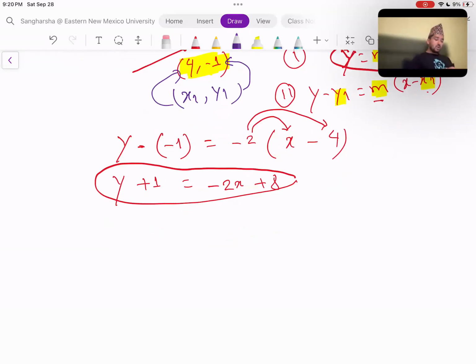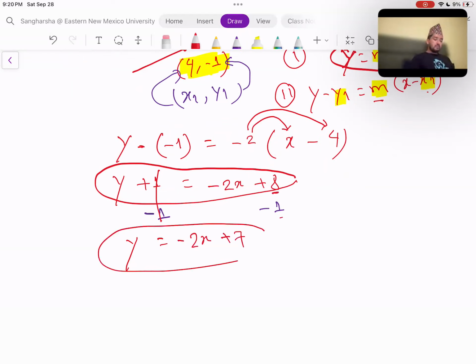And in order to solve this equation for y, we need to get rid of this positive one. For that, we subtract 1 on both sides. So we have y plus 1 minus 1 is 0, equals negative 2x plus 8 minus 1, which is positive 7. And this is the final answer. Make sure to read the instruction very carefully, okay?